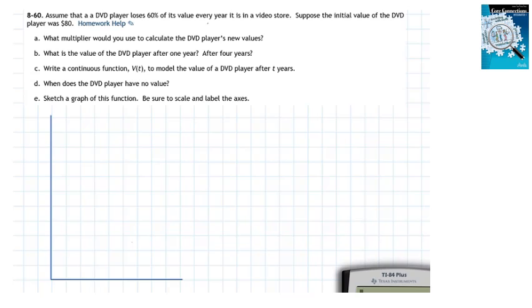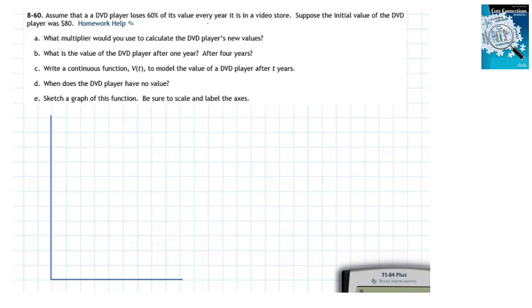So assume that a DVD player loses 60% of its value every year it is in a video store. Suppose the initial value of the DVD player was $80. What multiplier would you use to calculate the DVD player's new value? Well, if I'm losing 60% each year, that means I'm retaining 40% of the value.